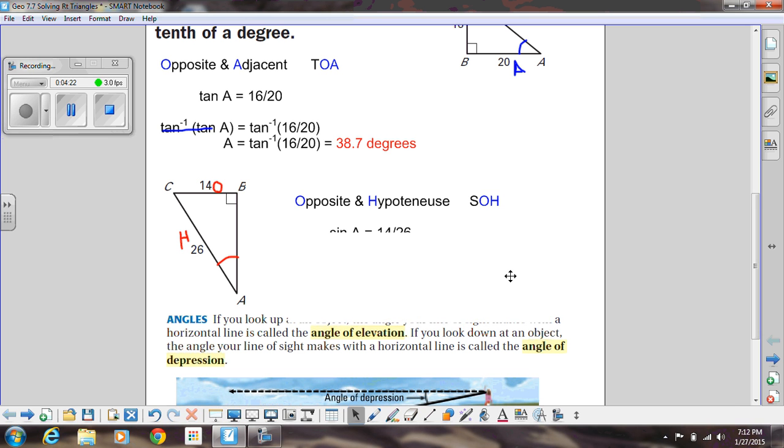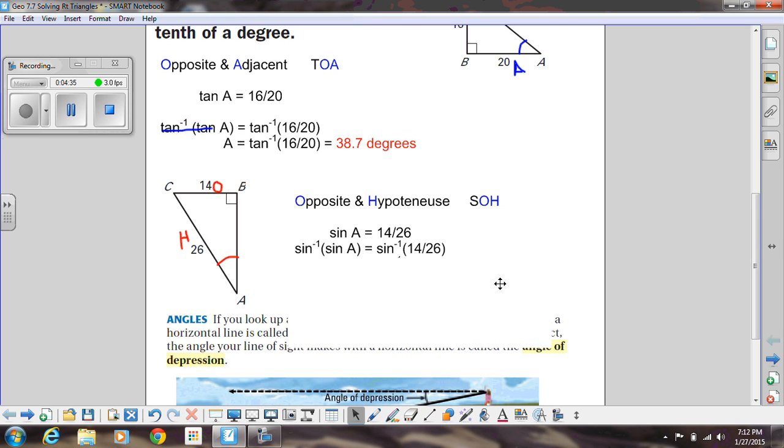So I'm going to set up my equation. Sine of A is equal to 14 over 26. And then just like tangent, I have an inverse sine. So in order to cancel out the sine on the left-hand side, I'm going to use inverse sine. And it looks like that. So I'm taking inverse sine on both sides of the equation.